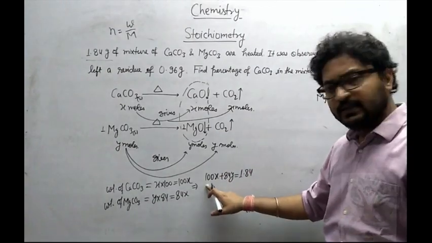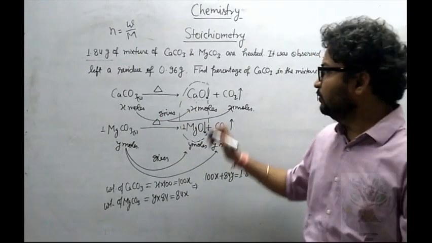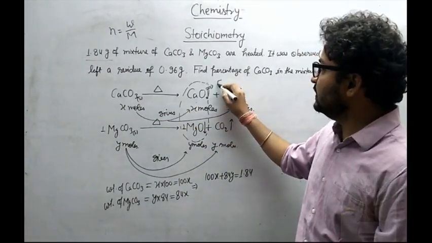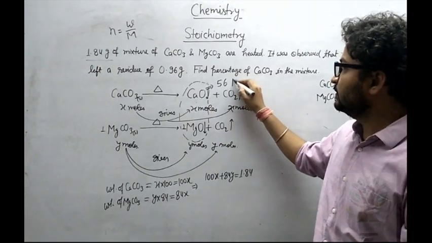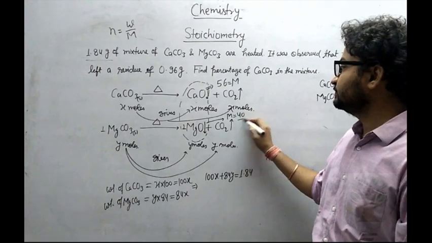Clear? Weight of CaCO3 plus weight of MgCO3 equals 1.84. Okay. Now, do you know the molecular mass of CaO? CaO has molecular mass 56. And what is the molecular mass of MgO? MgO has molecular mass 40.